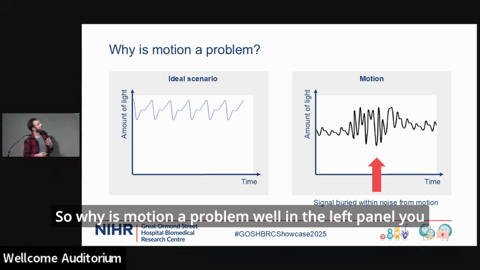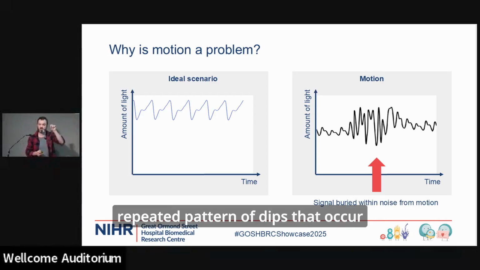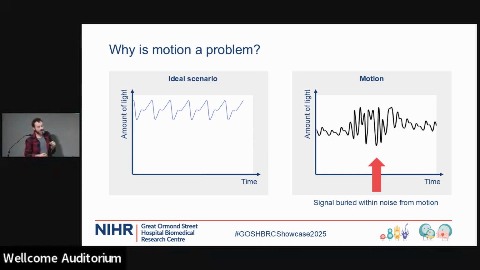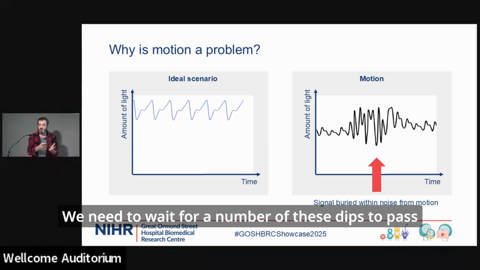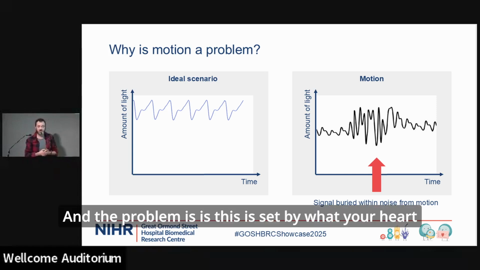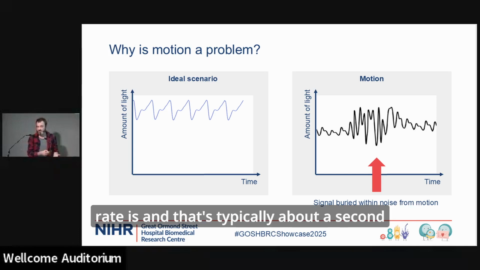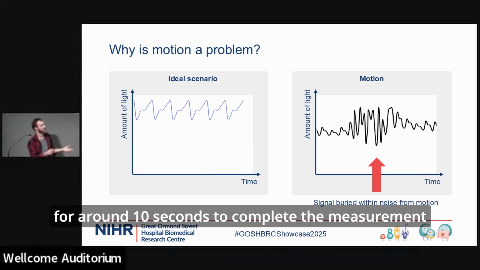So why is motion a problem? Well, in the left panel, you can see a sort of ideal best case scenario trace. So we have this repeated pattern of dips that occur. And in order to take a measurement of these dips, we need to wait for a number of these dips to pass. So maybe typically 10 of these dips to pass. And the problem is this is set by what your heart rate is, and that's typically about a second. And that means we need the patient to be stationary for around 10 seconds to complete the measurement.